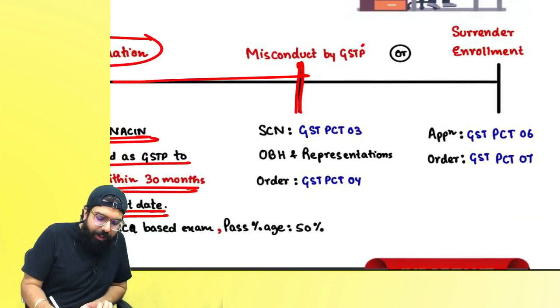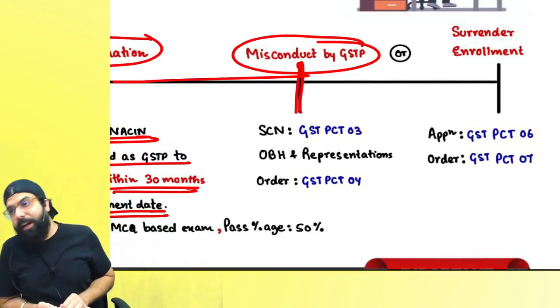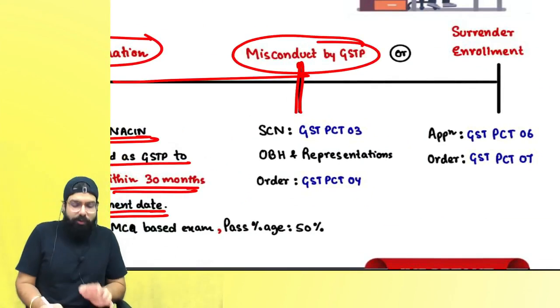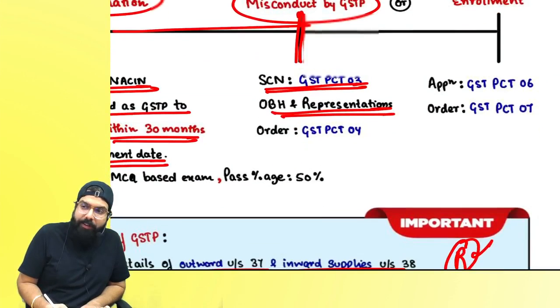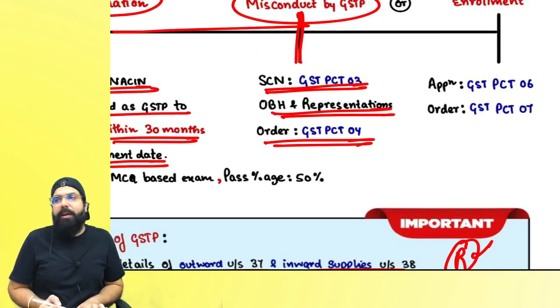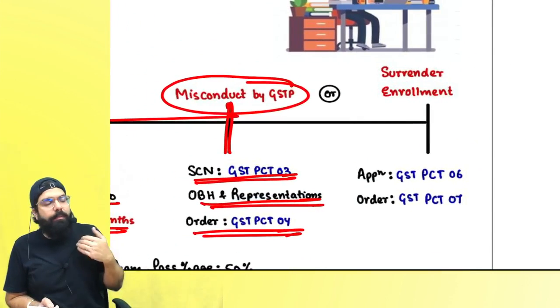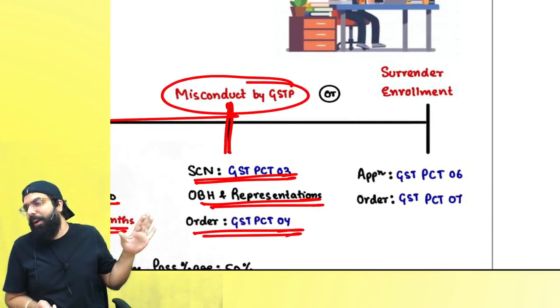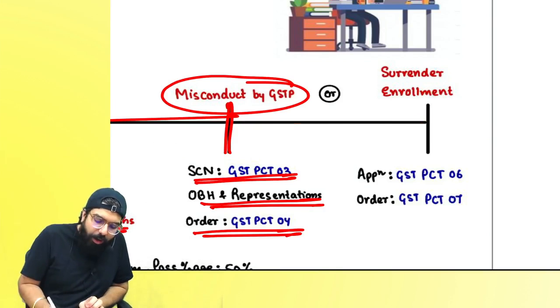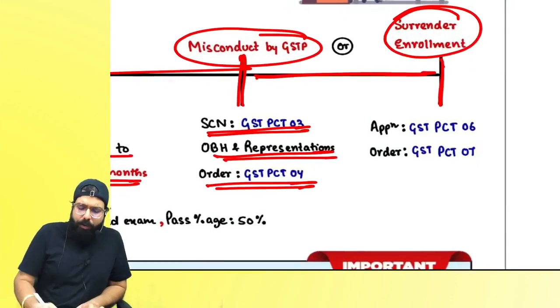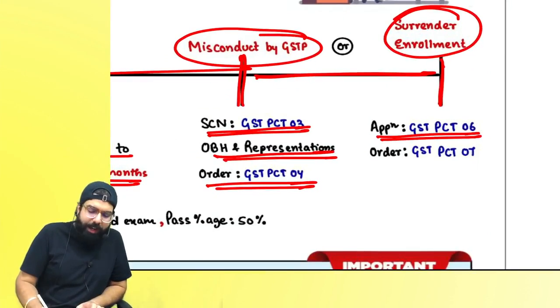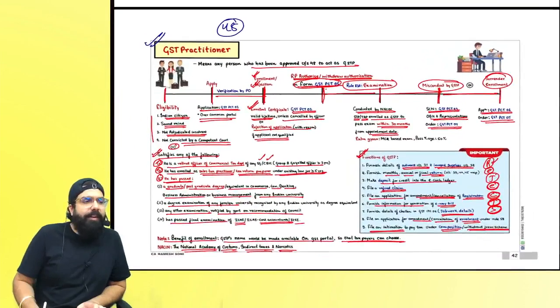Supposing a GST practitioner has done some misconduct, then in case of misconduct, one show cause notice will be issued in PCT 03, opportunity of being heard will be given, representation will be taken, and an order will be given in PCT 04 telling him you are disqualified as a GST practitioner. Or can a GST practitioner also surrender his enrollment? Okay, you can file an application PCT 06 and an order will be given in PCT 07.